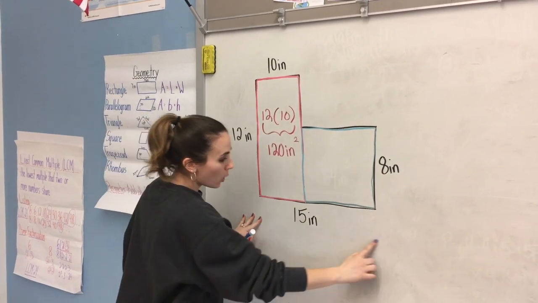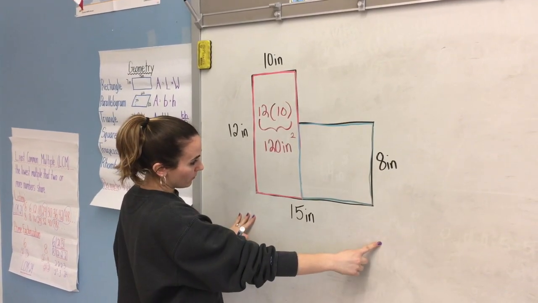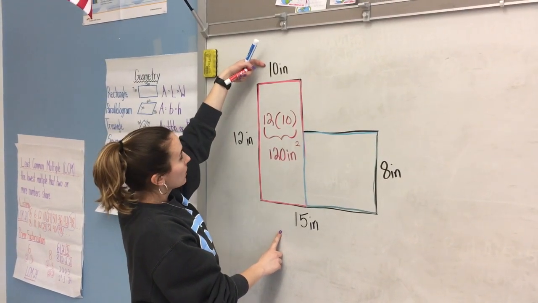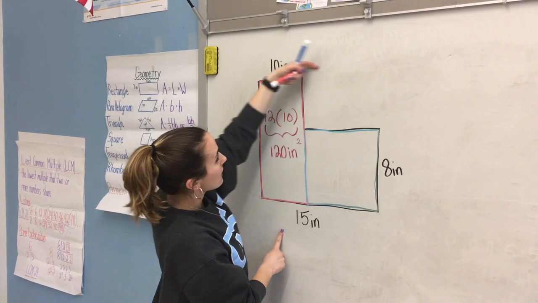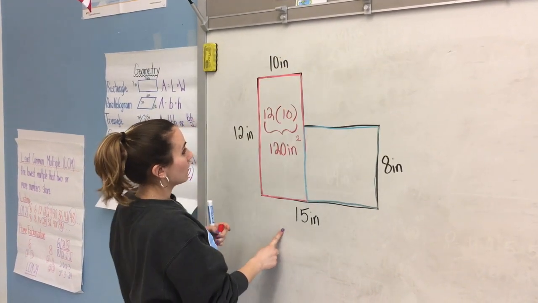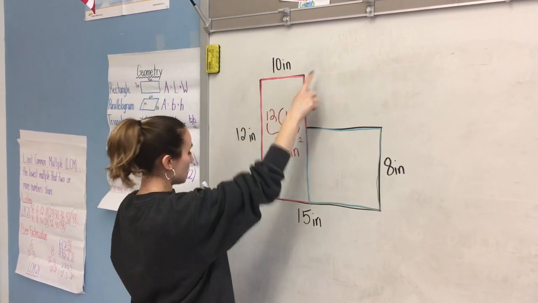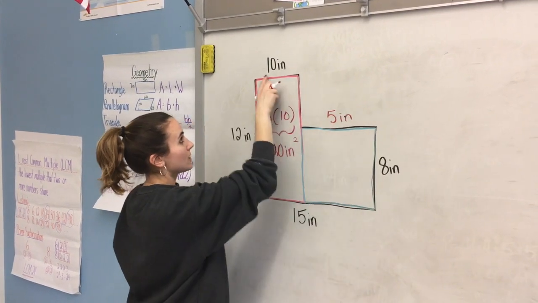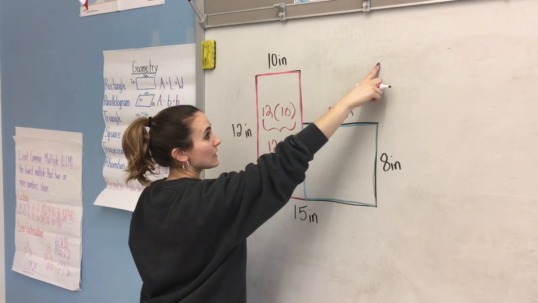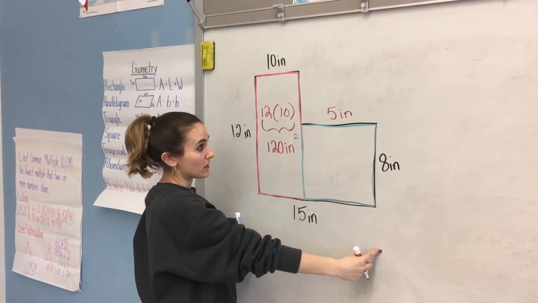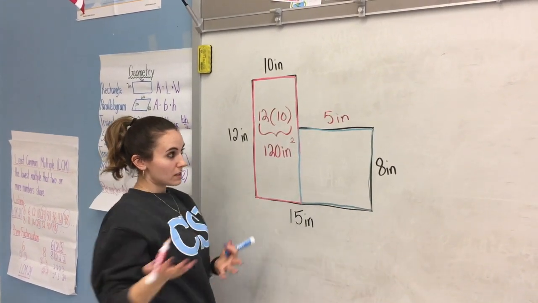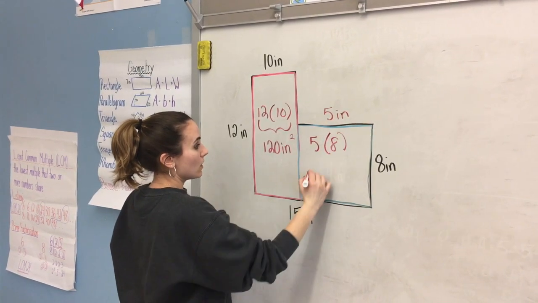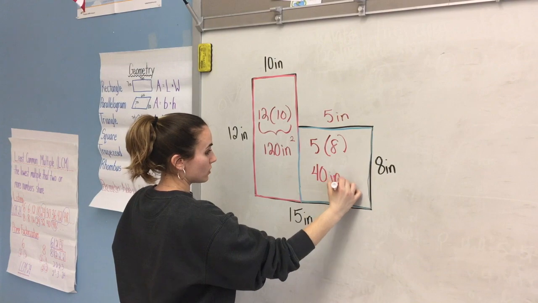So if I know that this whole part is 15, and the opposite is given, which is 10, 10 plus what gives me my remaining part here? So that must be 10 plus an additional 5. So 10 plus 5 together is 15, which is the same as this side, which is 15. So now I can multiply using my area formula of a rectangle. 5 times 8, which is 40 inches squared.